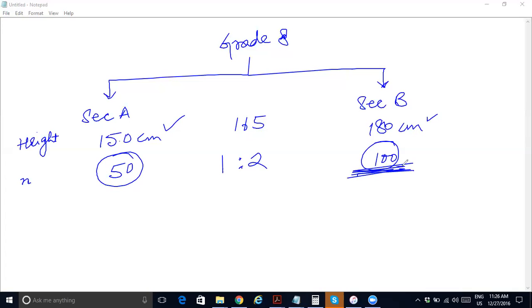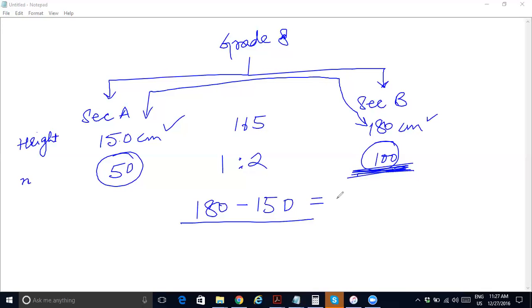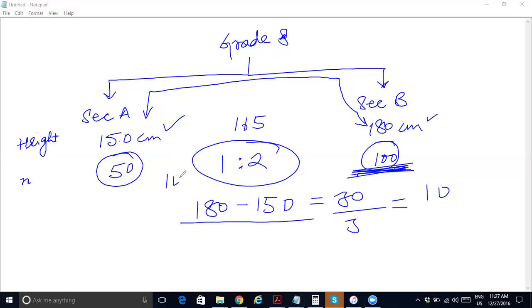So the say of section B should be more. It should be skewed towards section B. And how much? What is the difference between 150 and 180? 30. Now we can distribute 30 in three parts, 1:2, so 10 and 20. So this has a weight of 10 and this has a weight of 20.